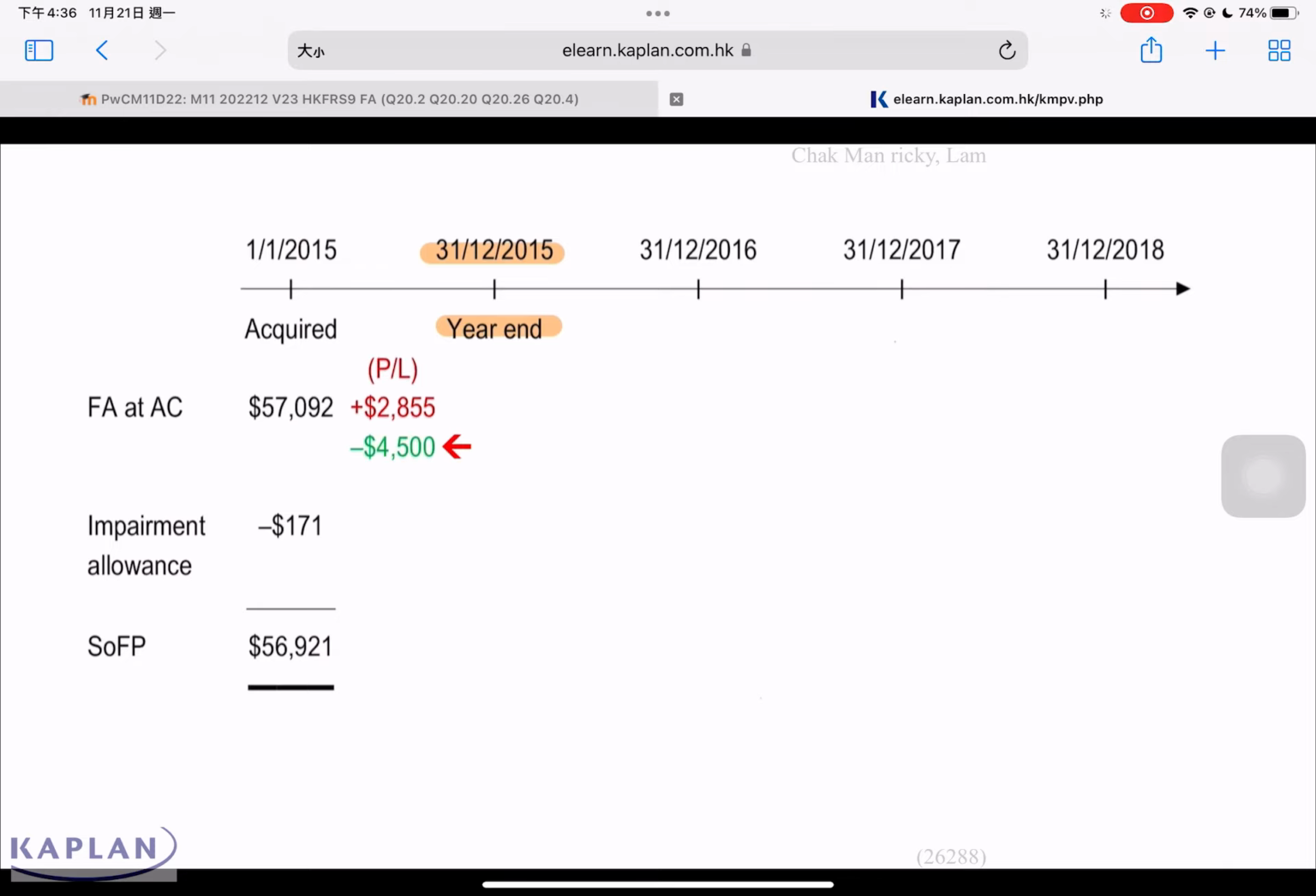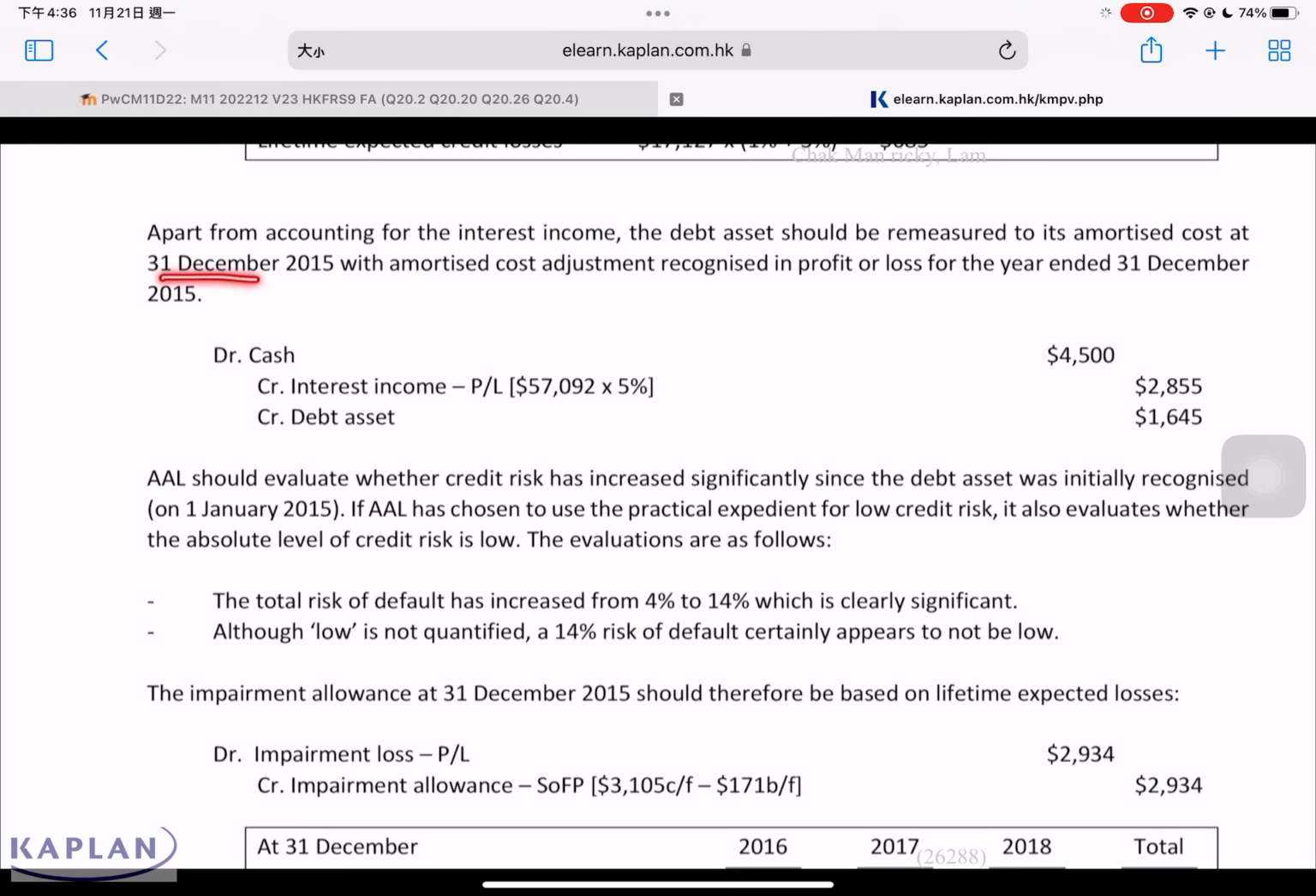Every year we receive 4,005. The 4,005 is partly received for interest income, partly for repayment of principal. If it's received for repayment of principal, we must reduce the principal. After a year, the principal should be lesser. Then look at the double entry. This will be a double entry at 31st December 2015.